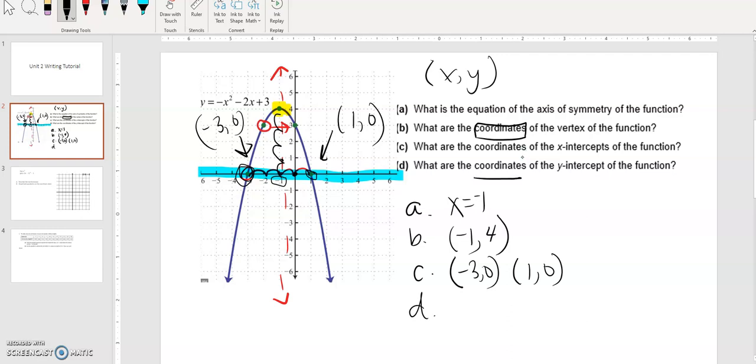Lastly, it asks for the coordinates of the y-intercept, or where it crosses the y-axis. The y-axis goes up and down, so we're talking about that point. So x is always going to be 0 when it's a y-intercept, and we're going to have the point 0, 3.